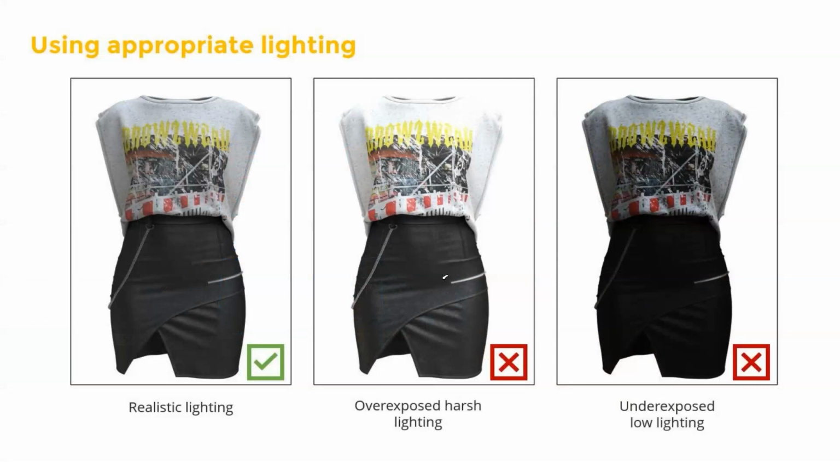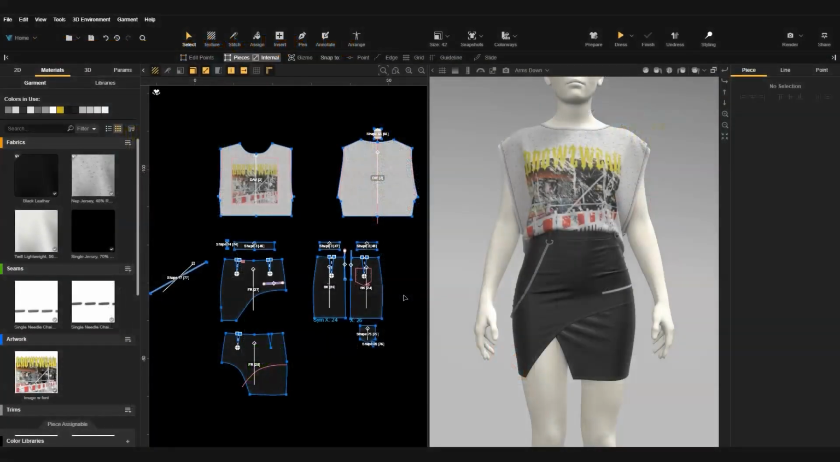Here we can see an example showing the comparison of good lighting versus poor lighting. Brand 3D experts can also create custom HDRI lighting presets to import and use in VStitcher. We'll cover these settings in more detail in the next lesson.